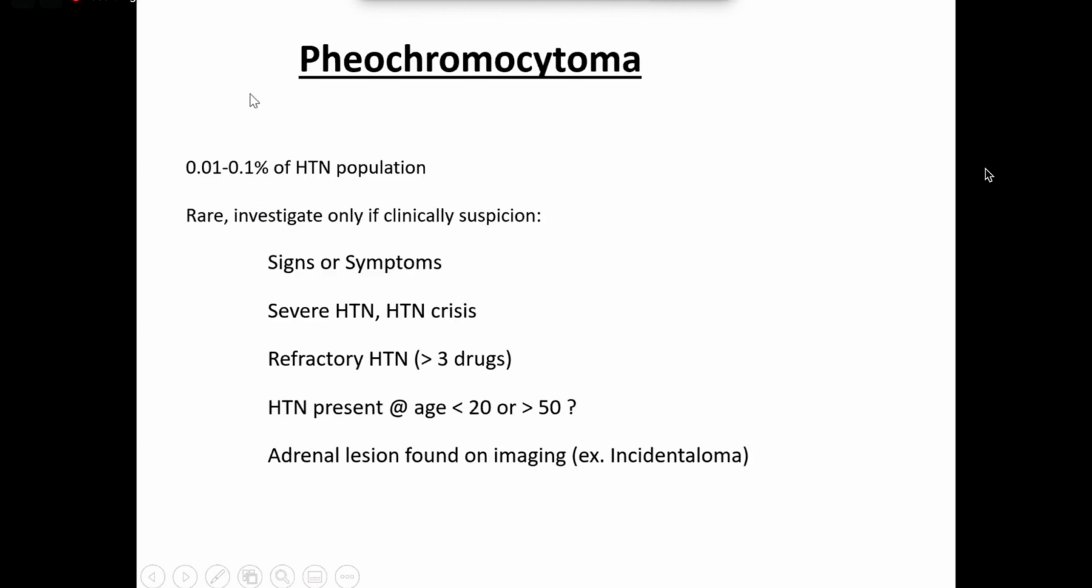The other pathology related from high secretion of adrenal glands, the pheochromocytoma, it's about 0.1% of all hypertensive patients. And it's rare, and we investigate only if clinically suspected. If the patient has signs or symptoms of pheochromocytomas, usually patient will present with a severe hypertension or hypertensive crisis or refractory hypertension.